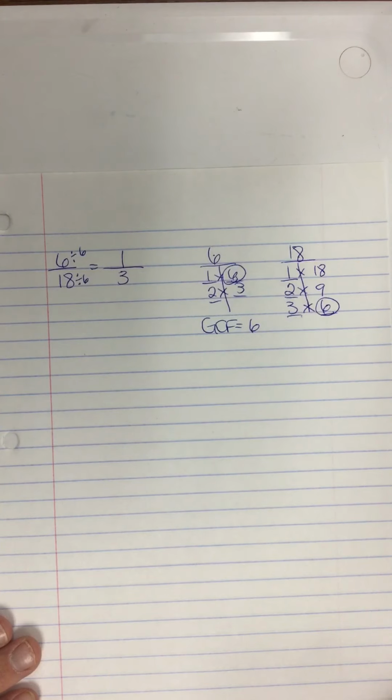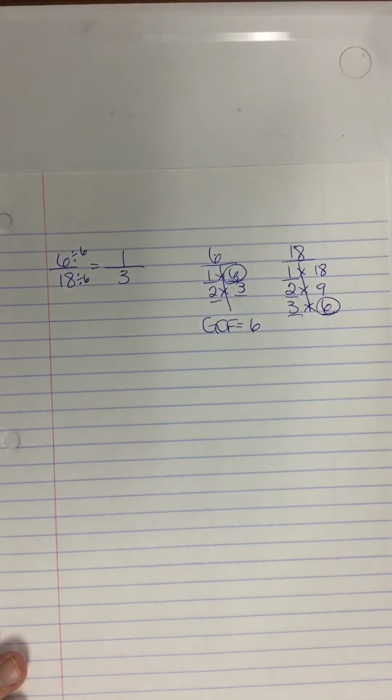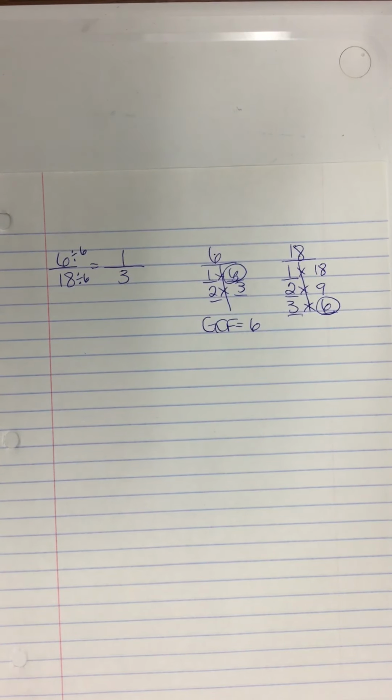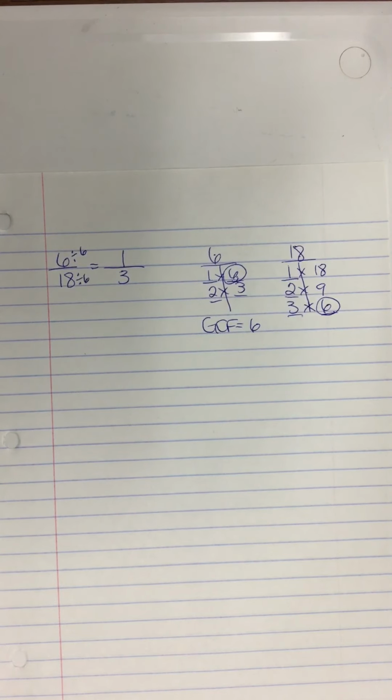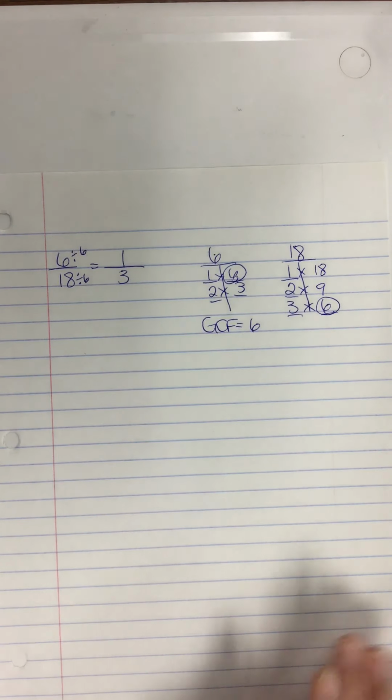Okay? So just make sure that you're listing all the factors. Okay? Because if you're skipping steps or not listing all the factors, you're not going to be able to reduce your fraction all the way. And if you don't reduce your fraction all the way, you will not get your smallest fraction. And if you don't get your smallest fraction, it's going to be wrong.